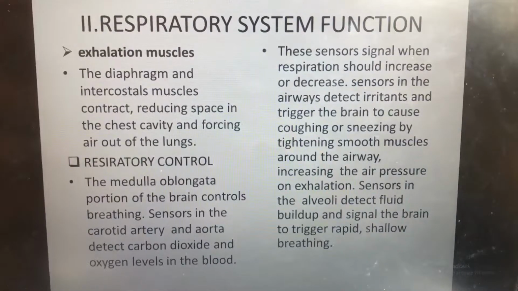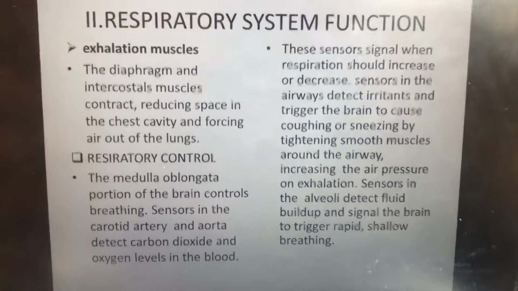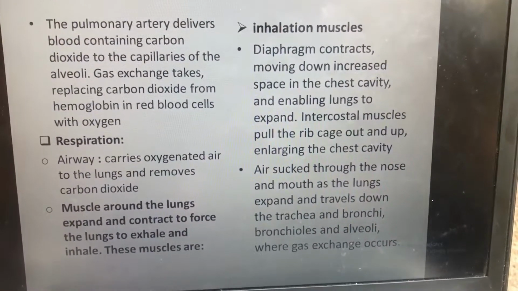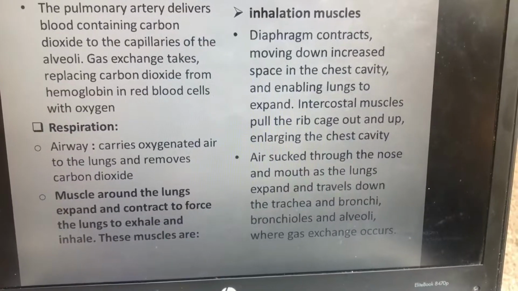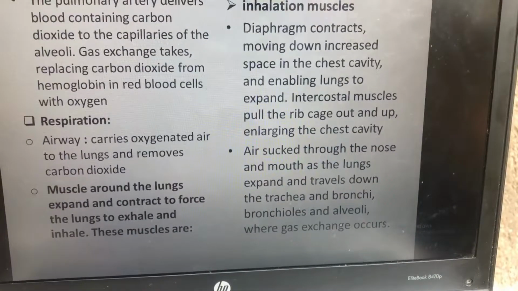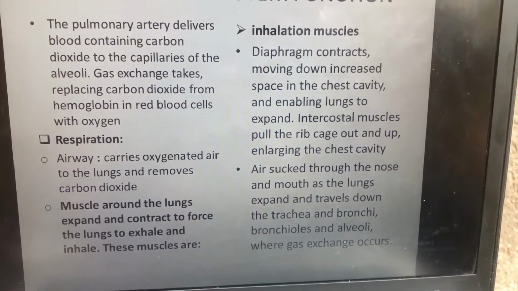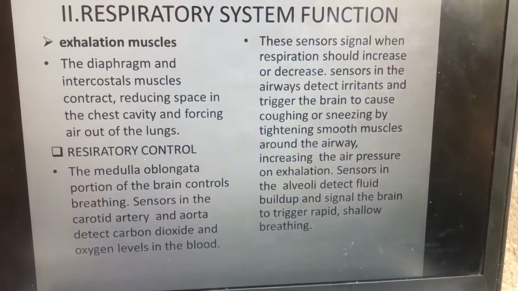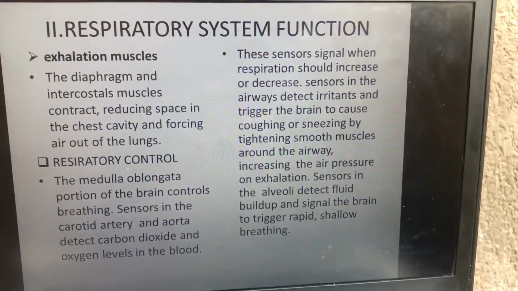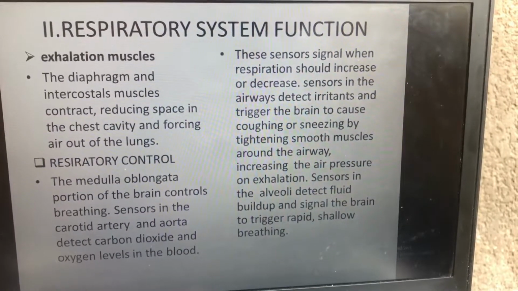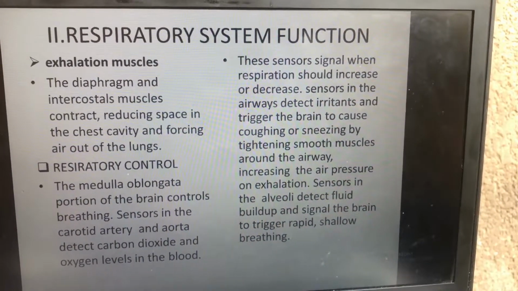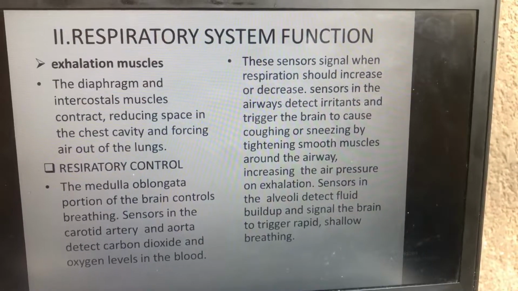Differently from inhalation muscles, where the diaphragm contracts, moving down, increasing space in the chest cavity, and intercostal muscles pull the rib cage out and up, enlarging the chest cavity, in the exhalation muscles the diaphragm and intercostal muscles relax and contract, reducing space in the chest cavity and forcing air out of the lungs.